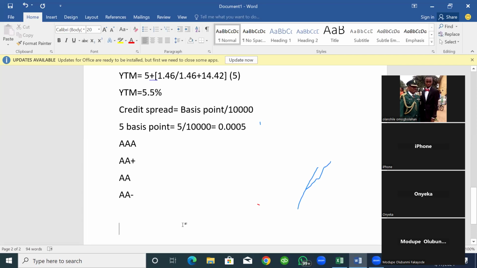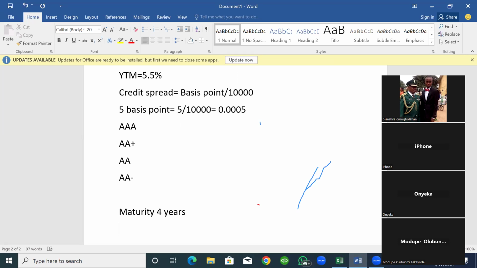The company plans to raise 5 billion naira from the bond market. The features of the bond are: I'm writing the features, you can check my screen. Maturity 4 years.